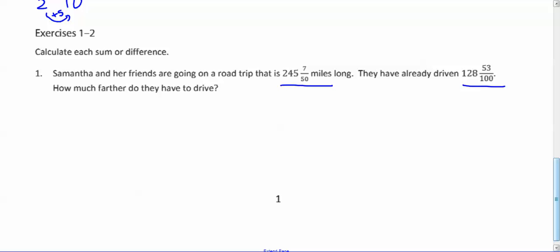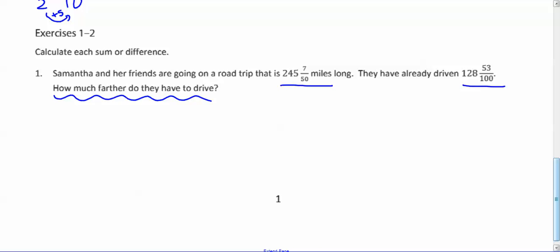So we know there's a total distance that needs to be traveled. We know we traveled that amount. And the question we have to underline is how much further do they have to drive? We have to make a decision. What operation are we going to use here? Subtraction. Very good. Why? Yeah, and what key word told you we're going to subtract, though? How much farther they have to drive? Very good. Yeah, so nice job, you two.